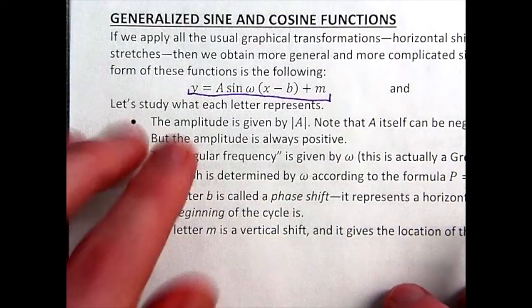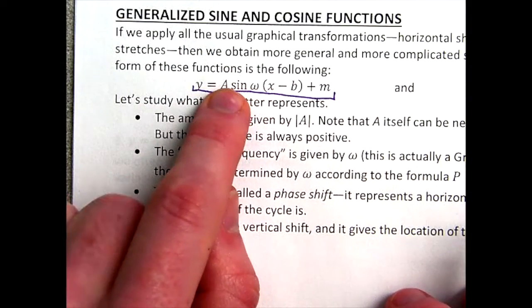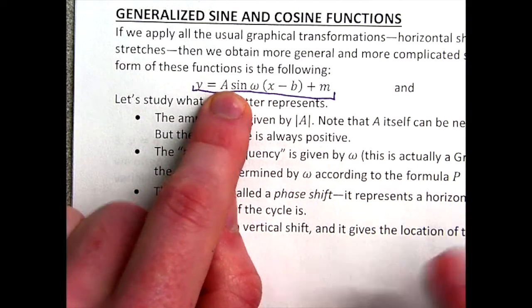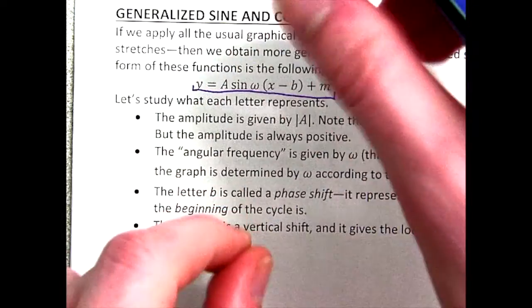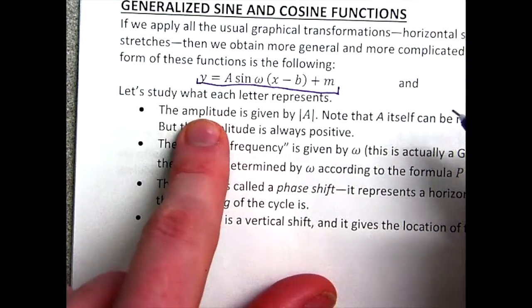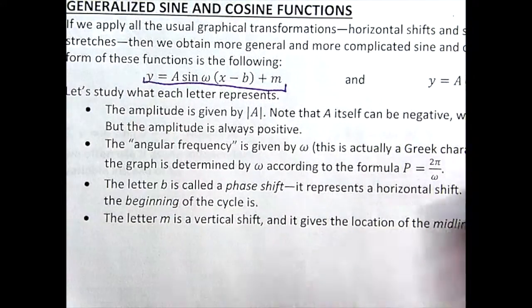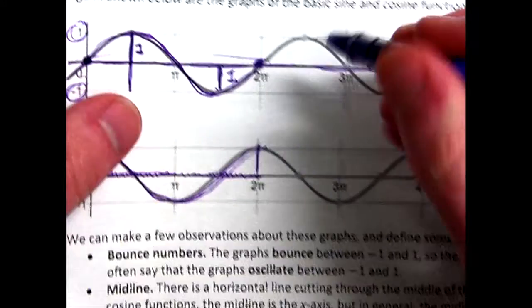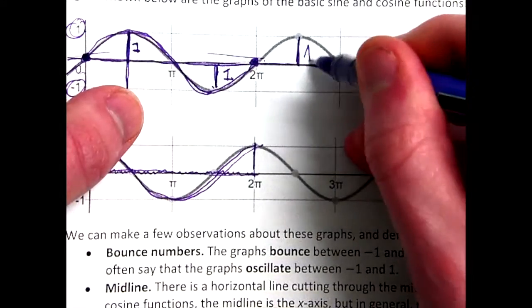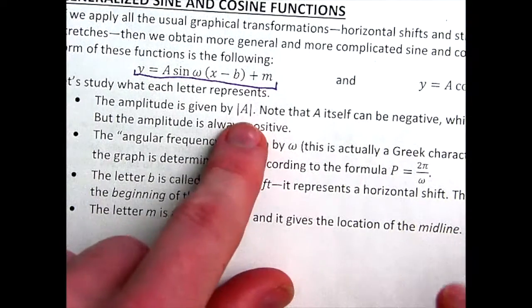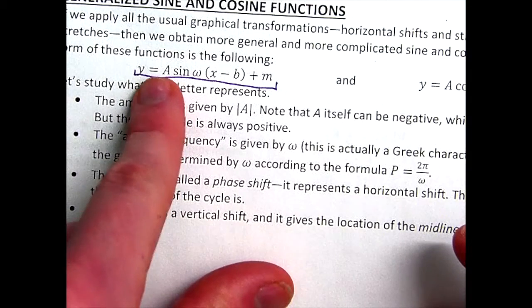First of all, what does A do for you? So what is A talking about? You might remember that a number multiplying out front in the function is some kind of a vertical stretch. A determines the amplitude. The amplitude, if you remember, is the distance from the midline to the peak. The amplitude is given by the absolute value of A, this number right here.